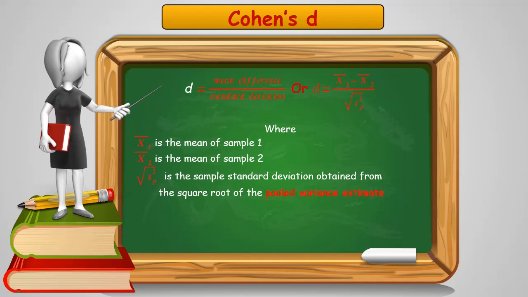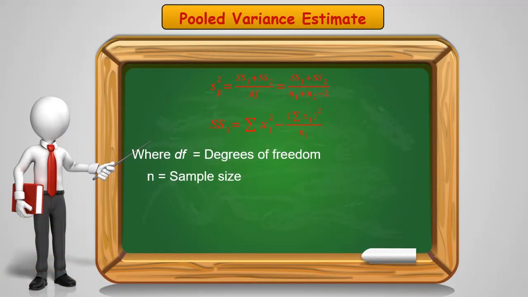So the formula is actually quite simple. It's the difference between the means of the two data sets divided by the standard deviation. And the standard deviation in this case is obtained from the square root of the pooled variance estimate, which is in itself an entirely other calculation. And in fact, you can see it's actually quite a complex calculation based on the sample size and the degrees of freedom.